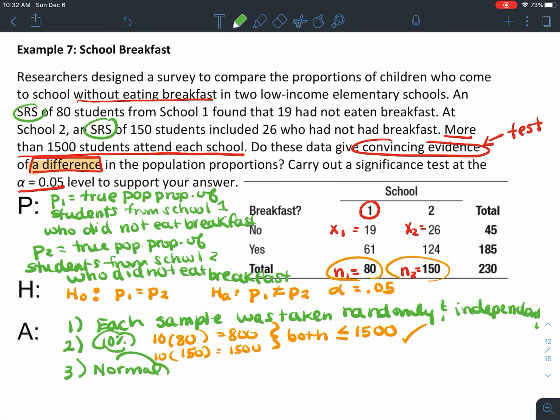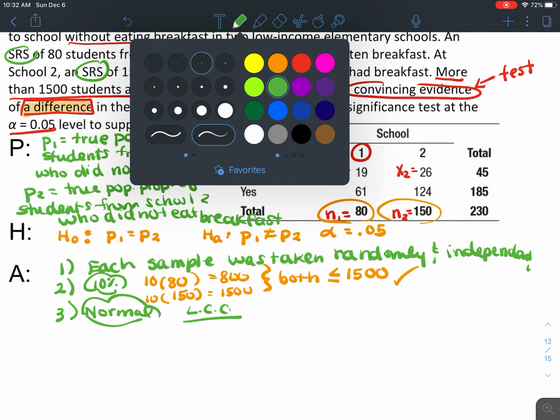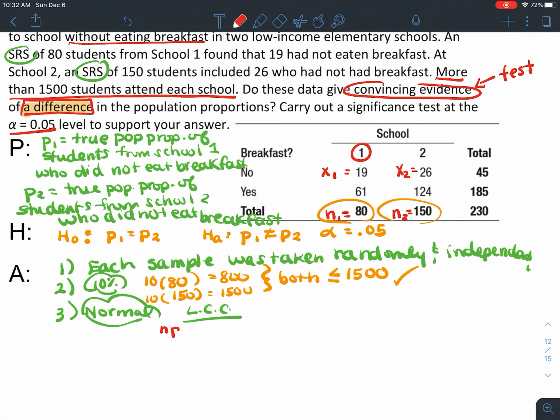We're good there. Now our third condition is the normality condition. This is what we know as the large counts condition. Okay, now the large counts condition is where we are supposed to list the number of successes and failures for each of these 4 schools. Now, I want to point something out here.